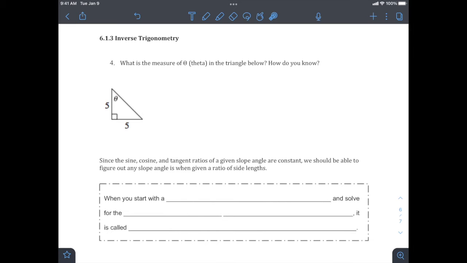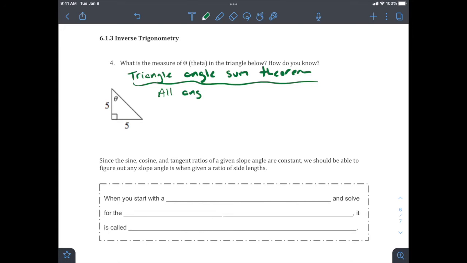Two nice facts from geometry can help us out in this problem. The first of which is called the triangle angle sum theorem, which is a really fancy way of saying that all angles in a triangle add to 180 degrees. So they always add to 180 degrees. That's a really nice fact that can help us in any problem: if it's a triangle, those angles have to add up to 180 degrees because of the triangle angle sum theorem.